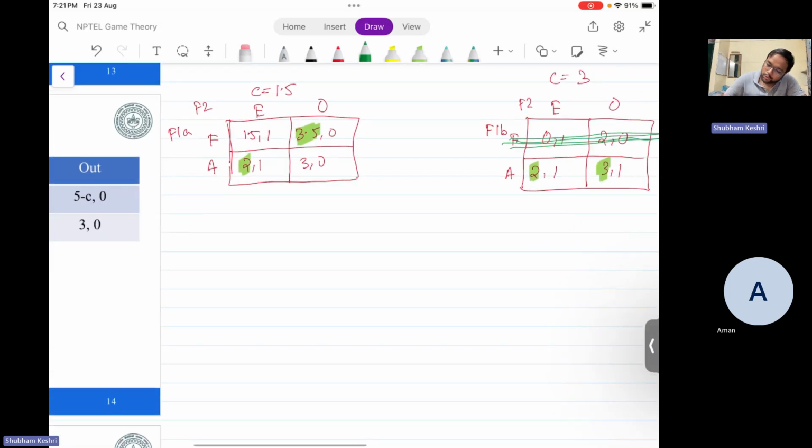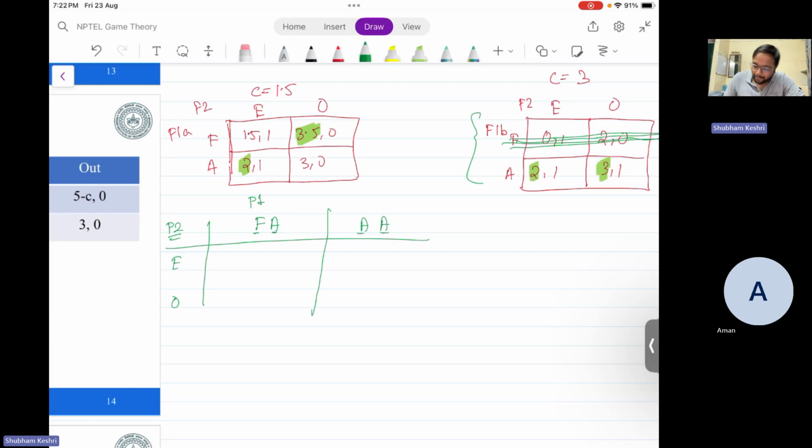Therefore, there can be two combinations. For player 1, it can either be fight, accommodate, or accommodate, accommodate, because in the second game, playing fight is strictly dominated by accommodate. Player 2 has two strategies. Either he can enter or remain out. Now what we'll do, we'll find out the utilities of player 2. All right, so we'll just quickly do it.